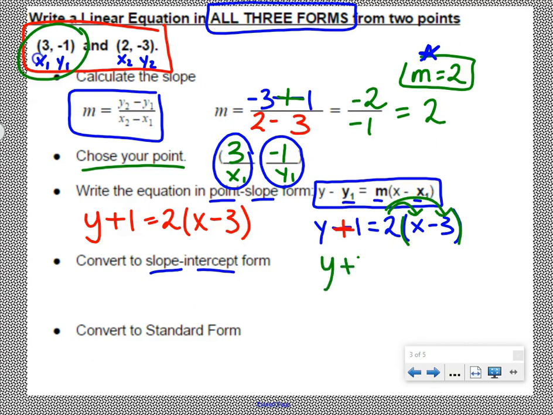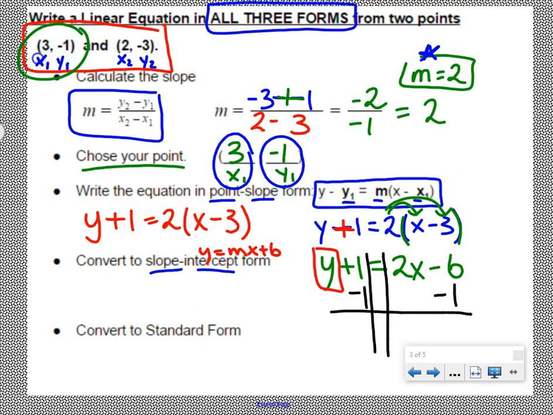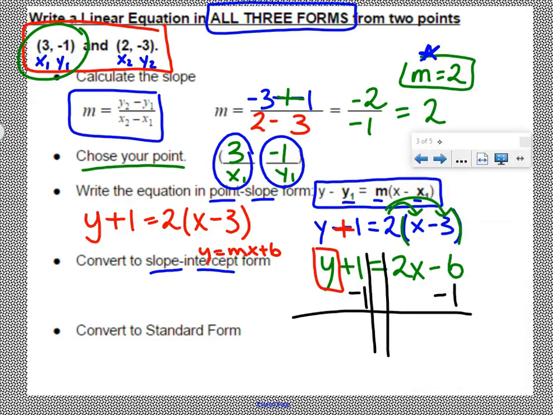So we have y plus 1 comes down equals 2 times x, which is 2x, and then 2 times negative 3 is negative 6. Now slope-intercept form looks like y equals mx plus b, so we want this y to be all by itself, which means we want to move this plus 1 by doing a minus 1 on both sides. Y comes down, y equals 2x stays the same, and then negative 6 minus 1 is negative 7. So now we have our equation in slope-intercept form.